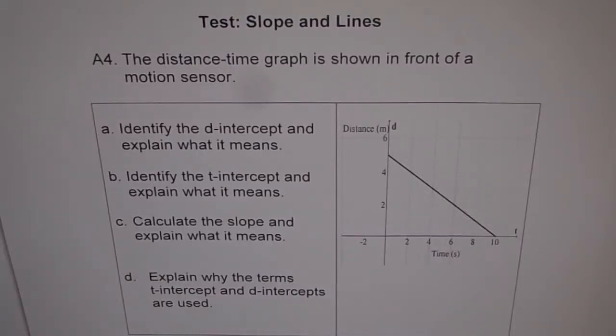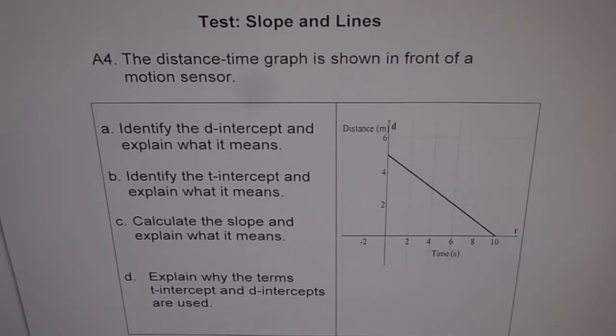Application problem 4 on slopes and lines. The distance time graph is shown in front of a motion sensor. Based on this graph, there are 4 questions here. I'd like you to read the questions, understand, and then answer them. Stop the video meanwhile, and then look into my solution.